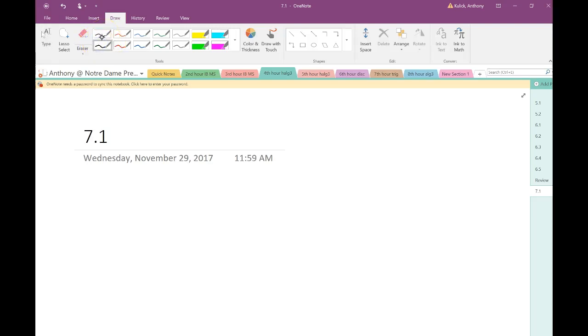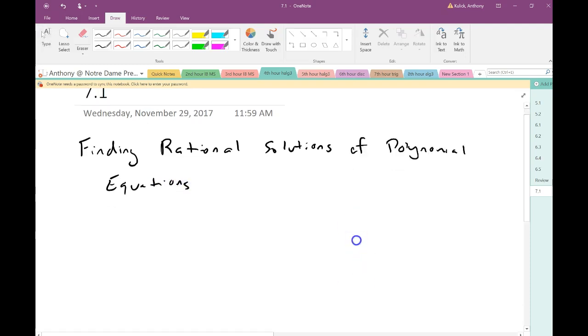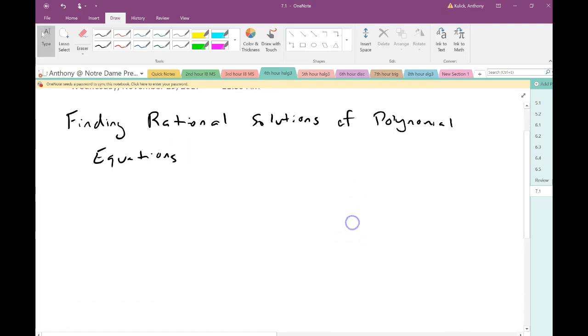These notes are for lesson 7.1. This lesson is on finding rational solutions of polynomial equations. But before we get started in that, I just want to do a little bit of vocab.